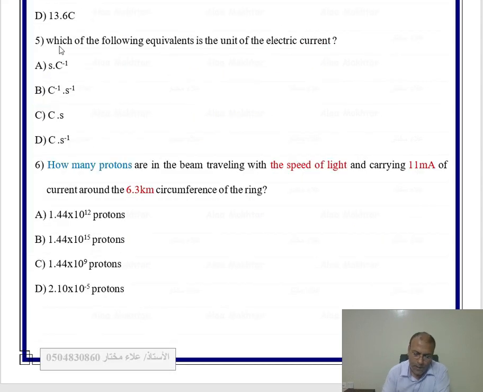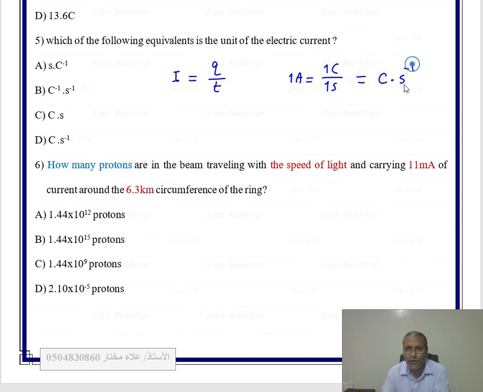15.3 Coulomb. Number 5. Which of the following equivalent is the unit of the electric current? I think all of us know the equation for electric current. It's equal to Q over T. Electric current is ampere. 1 amp is equal to 1 Coulomb over 1 second, which is equal to Coulomb multiplied by second to the negative 1. They are the same. So the answer is Coulomb times second to the power negative 1.